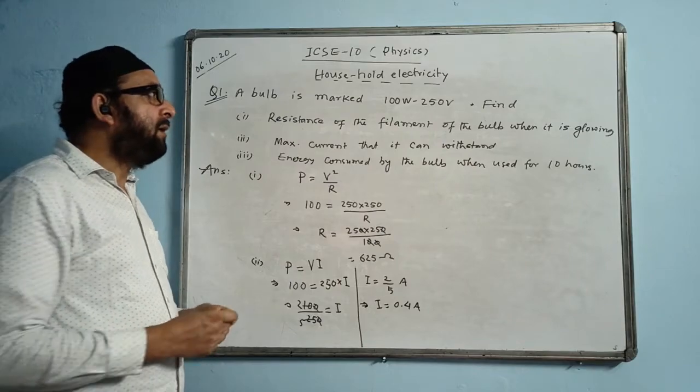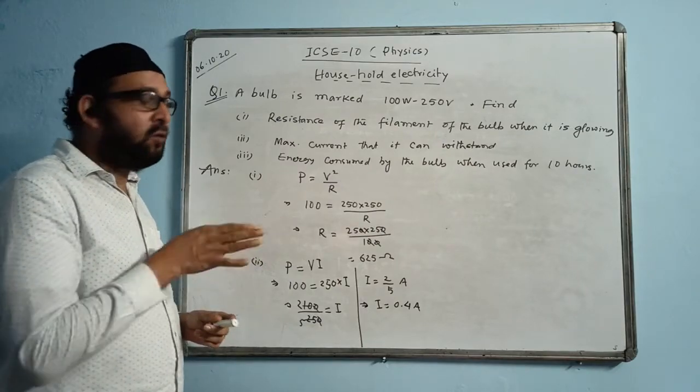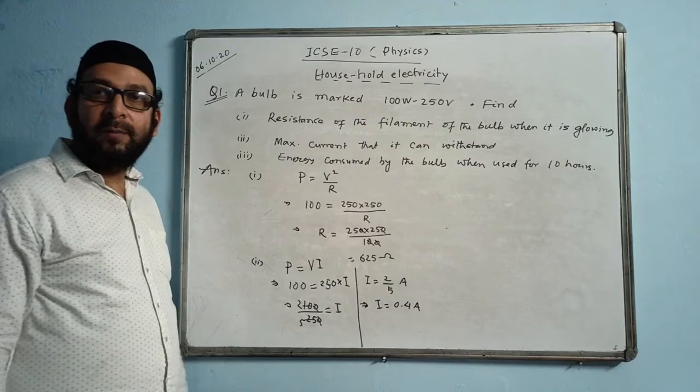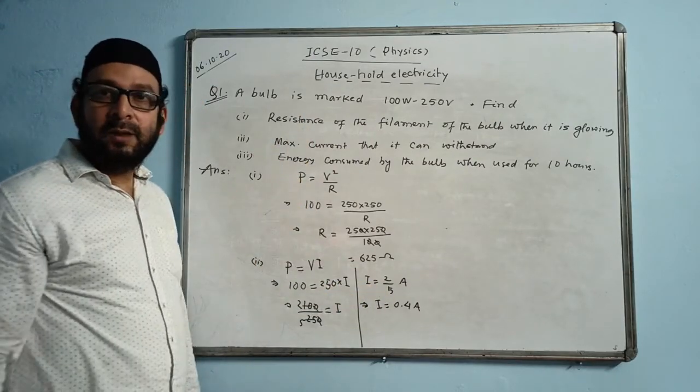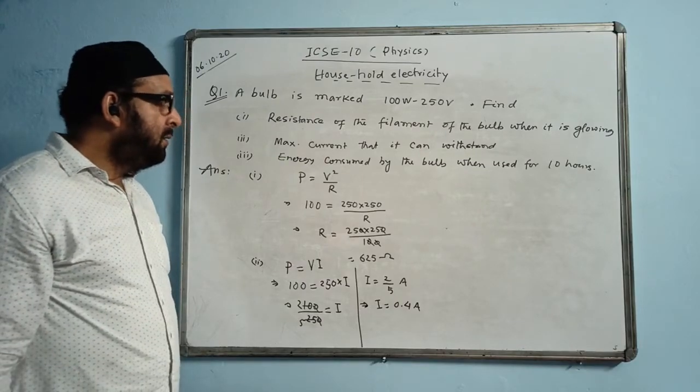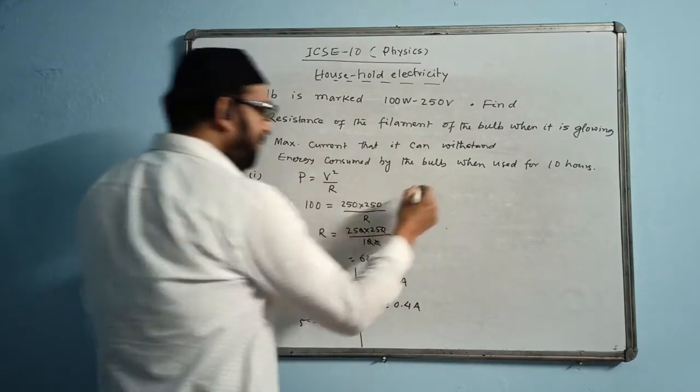Then what maximum current can flow through the bulb? This answer, 0.4 ampere. If the value of current is more than this value, the bulb will fuse. That is the idea here. And the third part we are doing now.